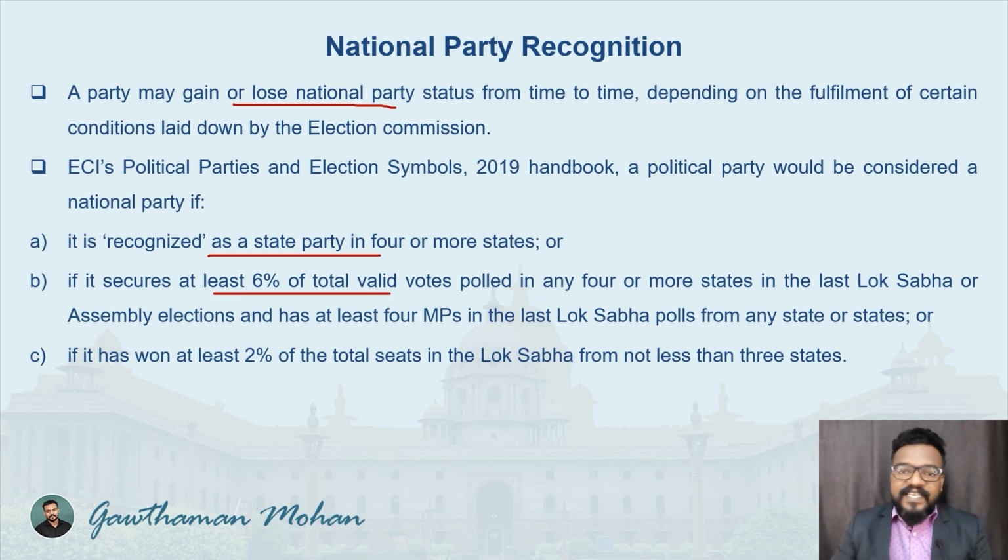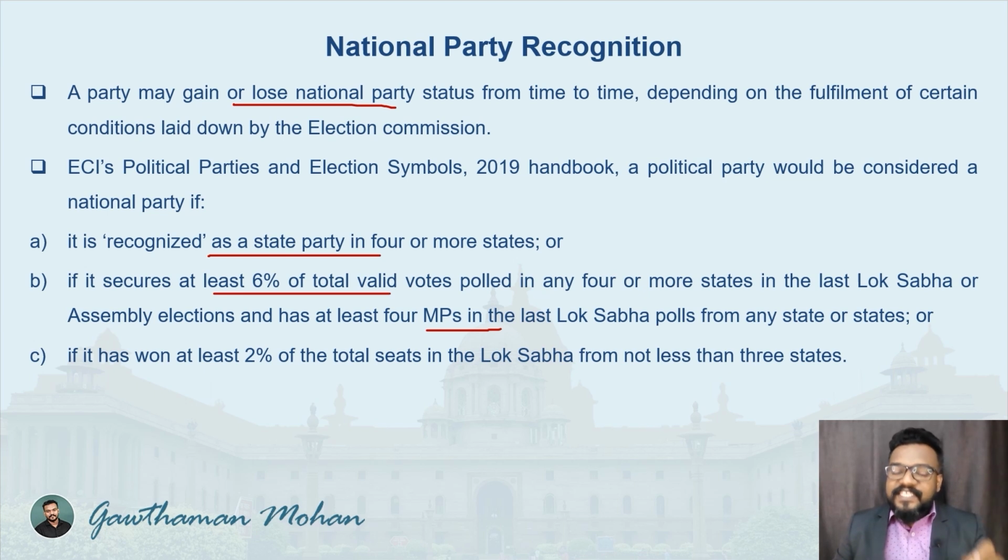But along with this, there is another criteria, that is at least 4 MPs in the last Lok Sabha polls from any state or states. Which means in the last Lok Sabha elections, this particular party should have at least 4 MPs in the Lok Sabha, and they can be from a particular state or from different states. But at least they need to have 4 MPs in the Lok Sabha in the last general election. So this is a single criteria. Actually speaking, you can classify it as 2 criteria, but it is clubbed together.